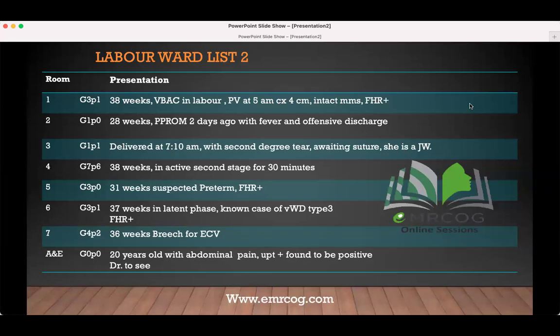And she is a Jehovah's Witness, so we need to inform the blood bank and take the consent for other blood products. As the first case, this is the second stage, 30 minutes now. I want to ask about her stability and if there is any risk in this patient. No. Her CTG is stable, normal. Yes, fetal heart rate is normal.